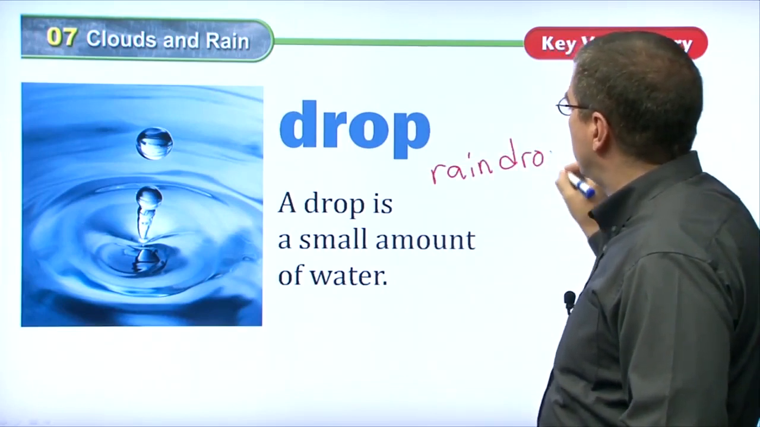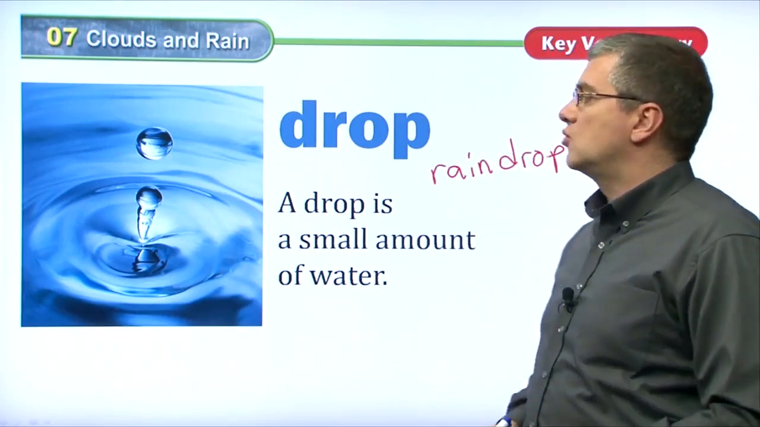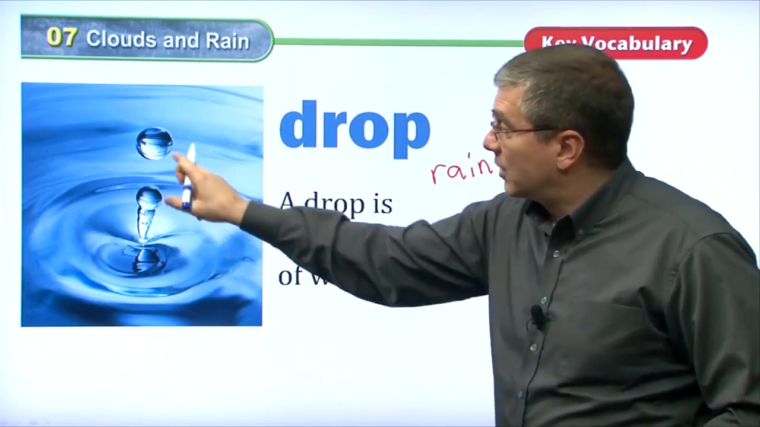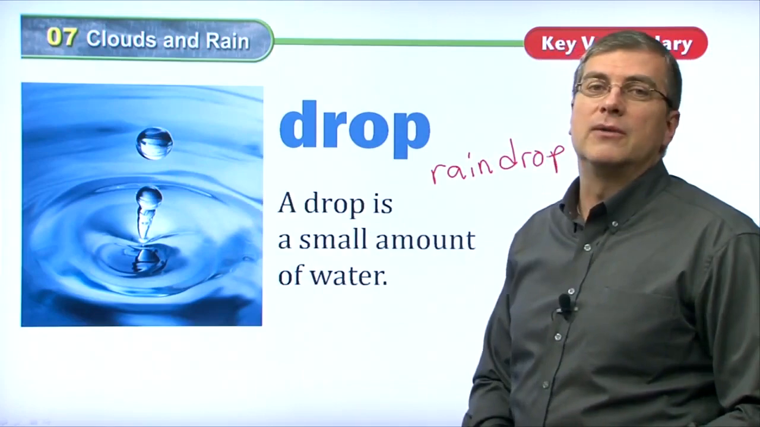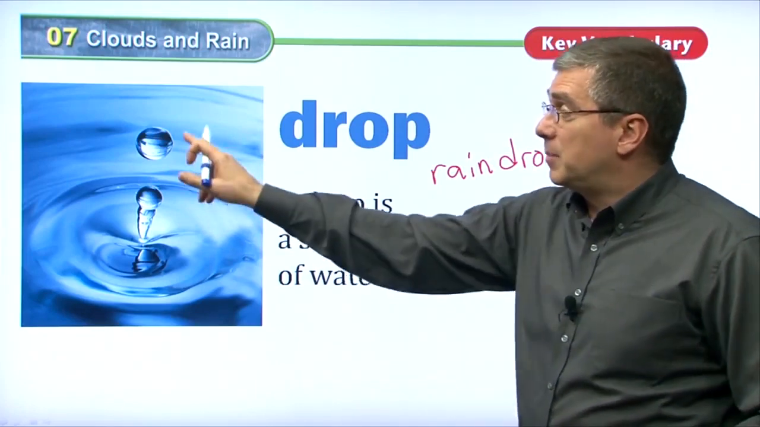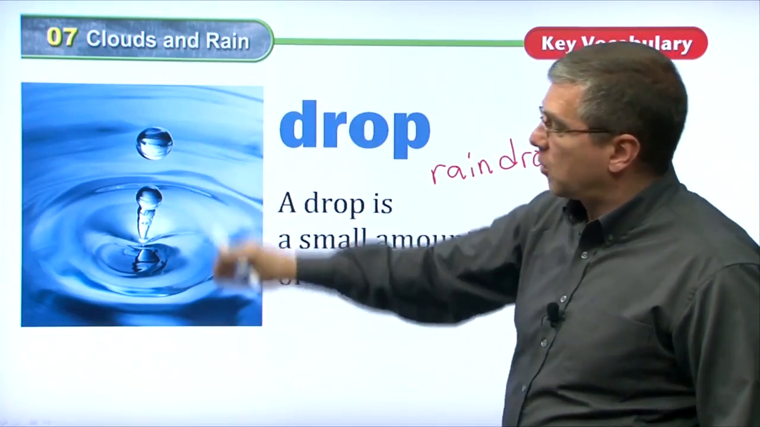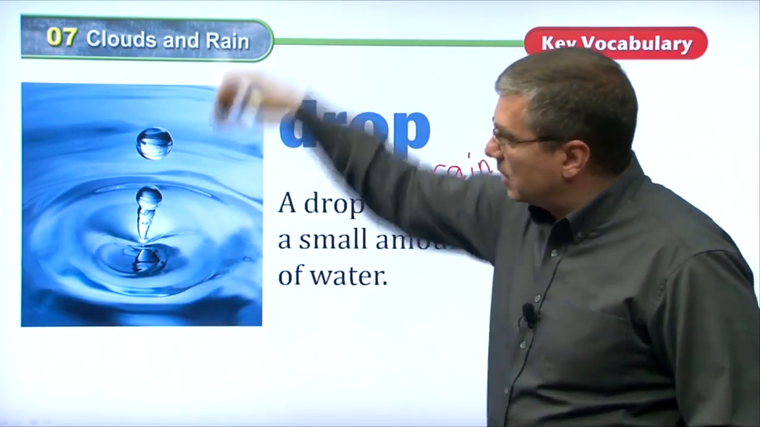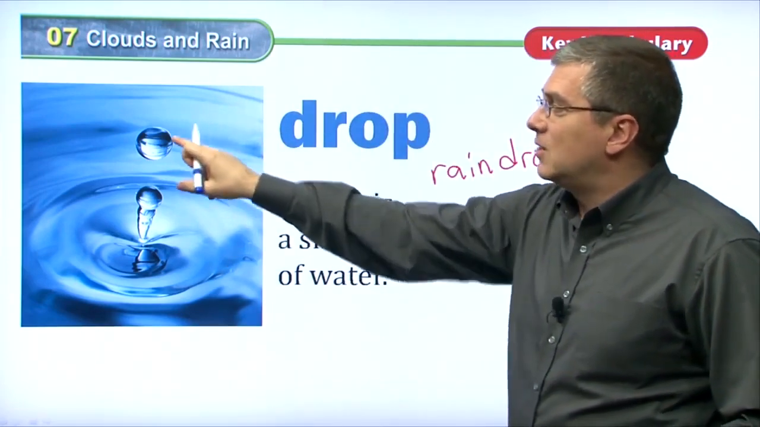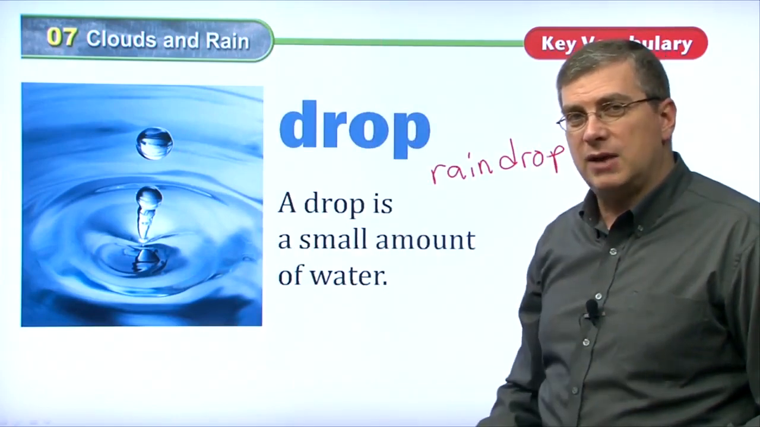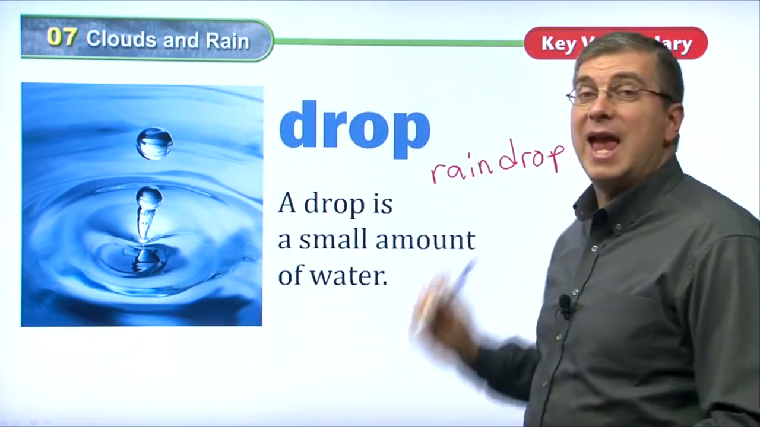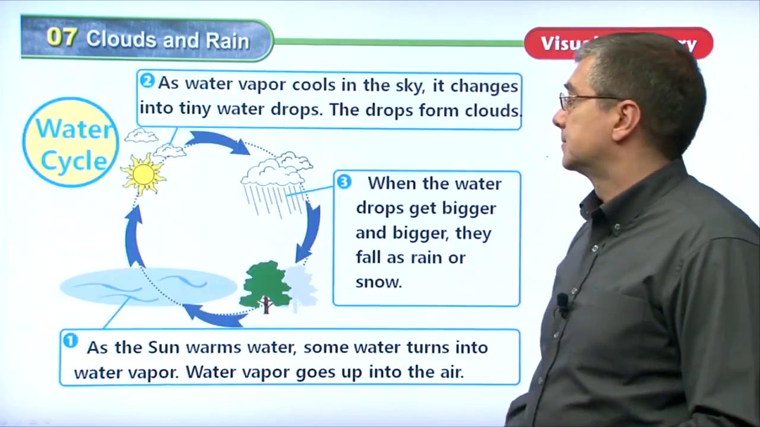Raindrop. So, a drop of rain is a raindrop. And you can see a very good picture. This is a small amount of water. It's a drop. It's a drop of water. Now, this may not be a raindrop because if you pour water into it, the water will bounce back up. So that's not a raindrop. That's just a drop of water. But when water falls from the sky, from the clouds, then that is a raindrop.